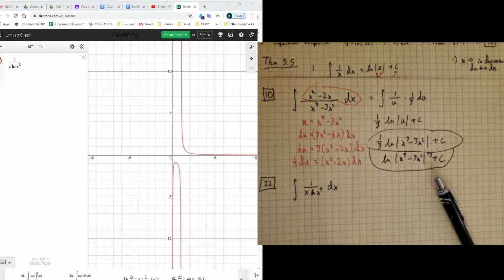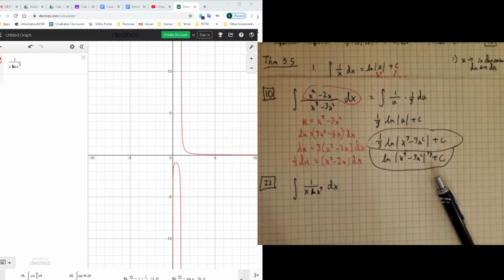This is 1 over x ln of x cubed. Now, with this kind of problem, seeing the picture doesn't really help all that much, but it does give an idea that this function is not going to be an easy one to integrate because it's got some asymptotes and stuff going on. So let's talk about how to do it.